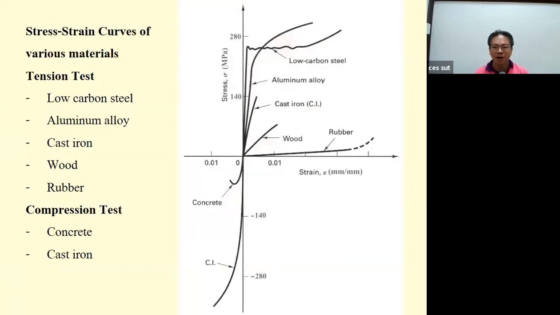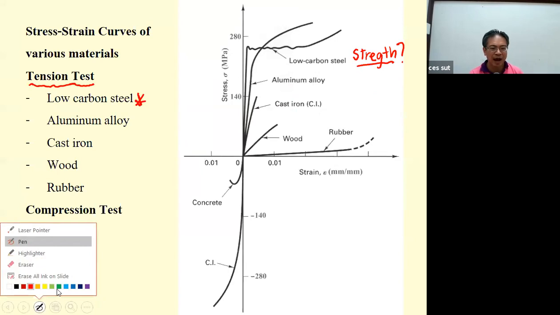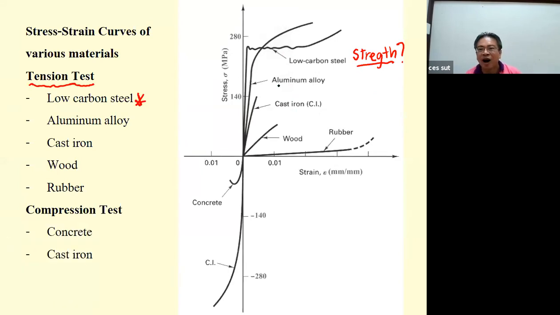Okay, and now come to this graph. Let us consider the structure that's in tension. I may ask you in the examination, which material has the highest or the lowest strength? Which material has the highest strength? If you compare, you may answer that the low carbon steel has the highest strength. Okay, if you look further down, you may find the strength of the aluminum.